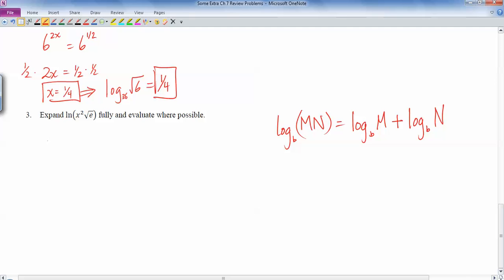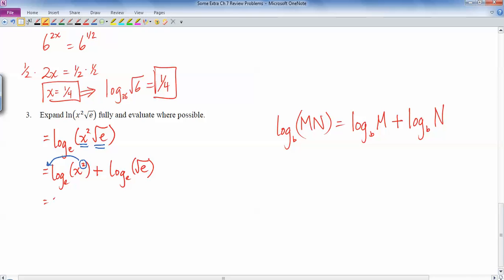So expand ln. Now remember, ln is the same thing as log base e. And then I've got x squared root e inside there. Okay, so if you think of it as x squared times root e, then this is going to turn into log base e of x squared plus log base e of root e. Okay, so we can do a couple of things. That square can come down in front, right? So then this is going to turn into 2 log base e of x.